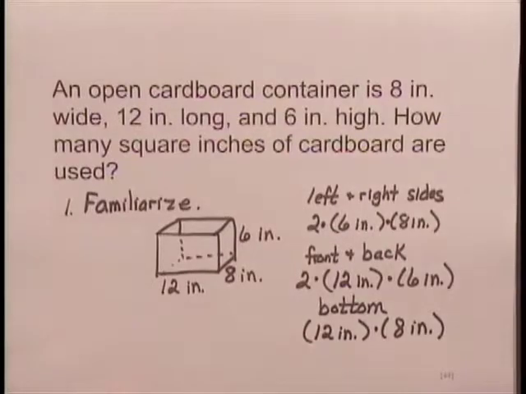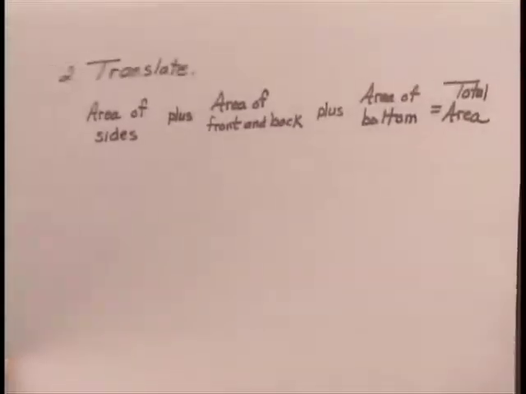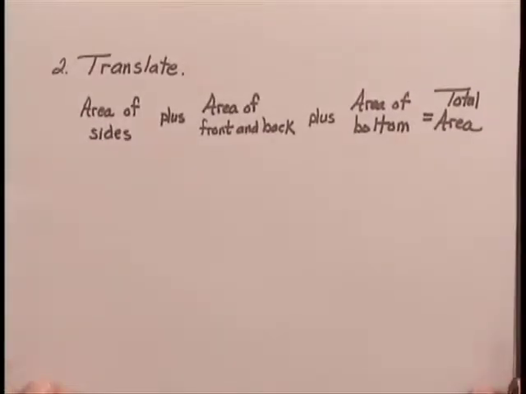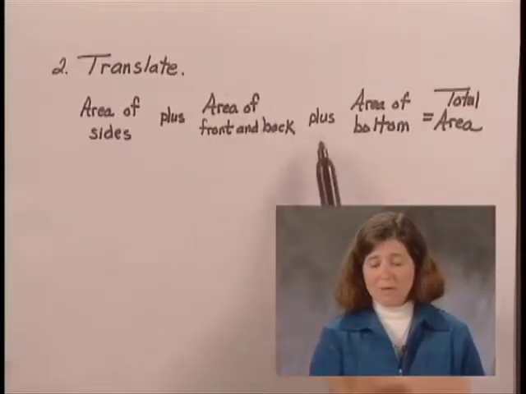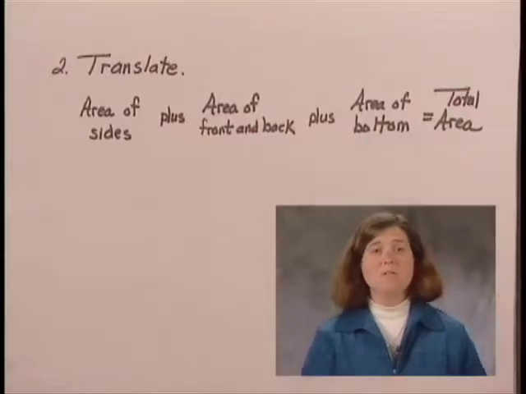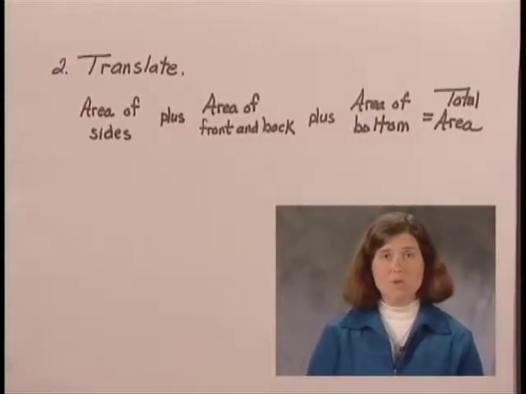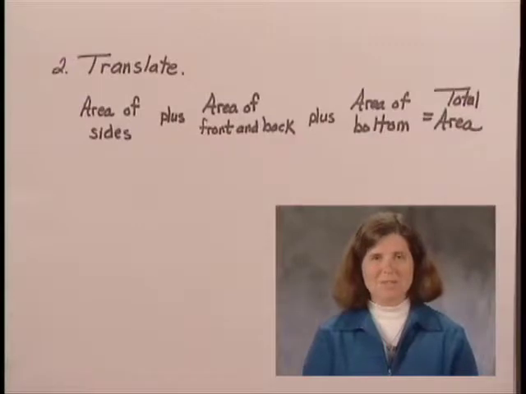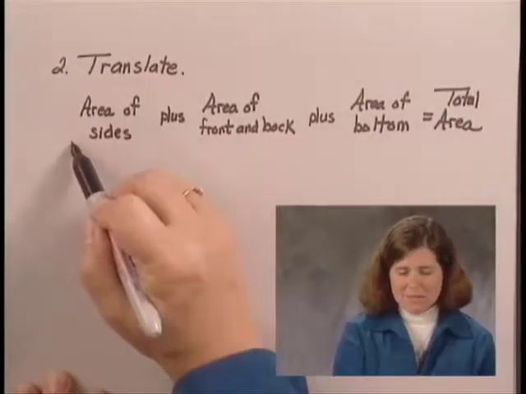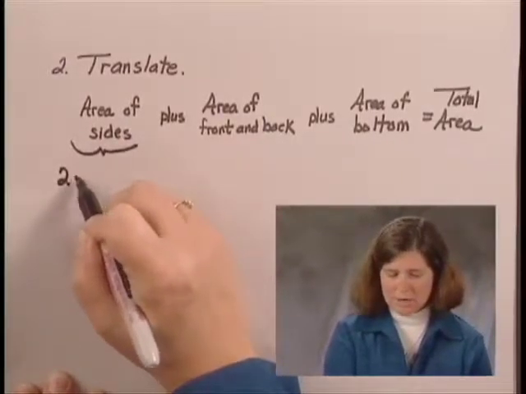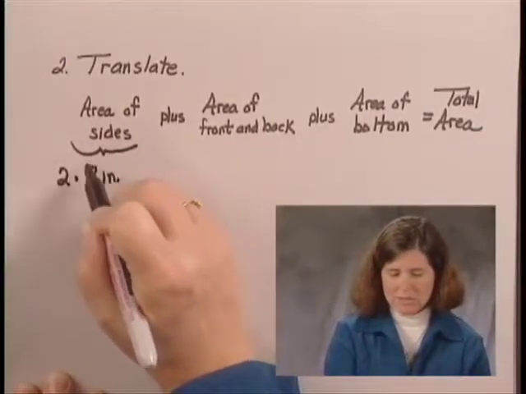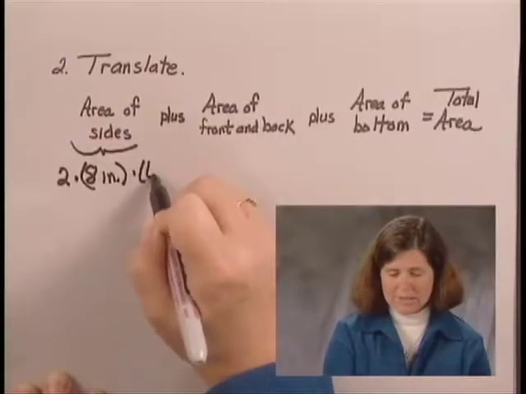That can all be done in the familiarize step, and I think we are familiar enough with the problem to be able to translate to an equation. To translate, we can write out what we talked about with the area. The area of the sides plus the area of the front and the back plus the area of the bottom will give us the total area of the box, which is we're looking for how much cardboard it's going to take to make the box. The area of the sides, we said, was 2 times 8 inches times 6 inches.